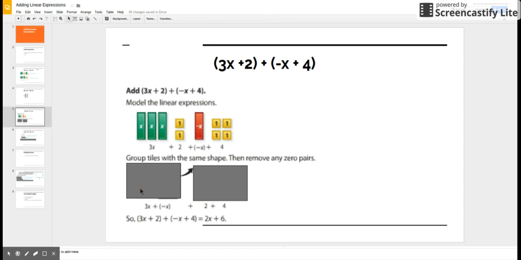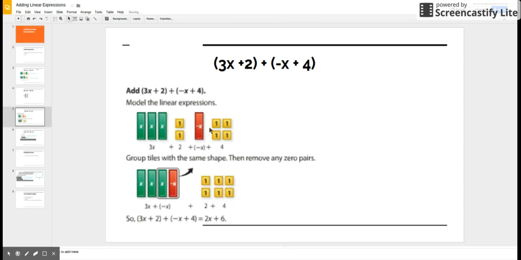Okay, so then I'm going to group them with the same shape. I have all my x's here, my 3 greens and my 1 red. And I'm going to group my yellow tiles, my ones, over here to the right. So then it says remove any 0 pairs. So I have this 0 pair right here, this green and the red. So I'm going to get rid of it. So I'm left with 2 x's, right? 2 x's. And then I'm left with 1, 2, 3, 4, 5, 6 ones. So my final expression would be 2x plus 6.